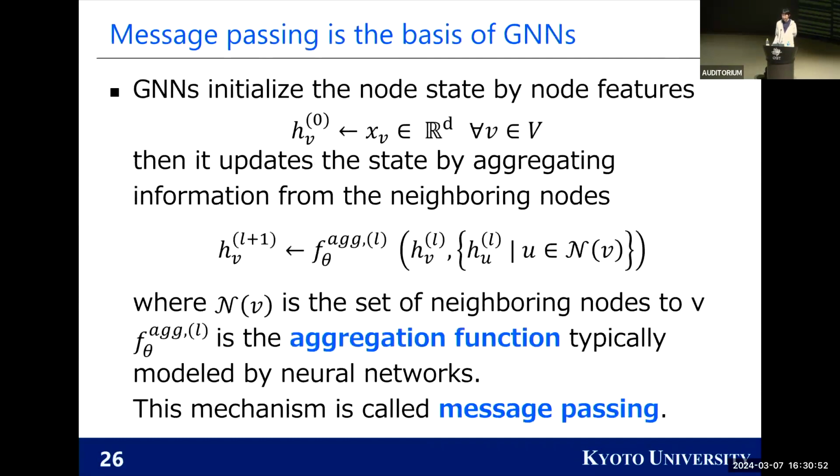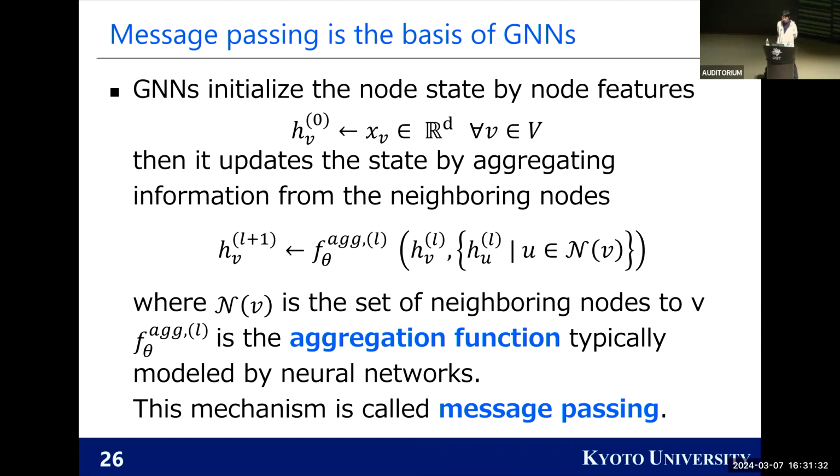Okay, let's see how GNNs solve this problem. The idea is very simple. GNNs have two phases. First, GNNs initialize a node state by node features, like this: H_V^0 is initialized by X_V, which is the raw node feature in the input. In the second phase, it updates states by aggregating information from the neighboring nodes. H_V^(L+1) is the hidden state of node V in the (L+1)-th layer, and we compute this by using the function f_agg^L(theta), which is called the aggregation function.